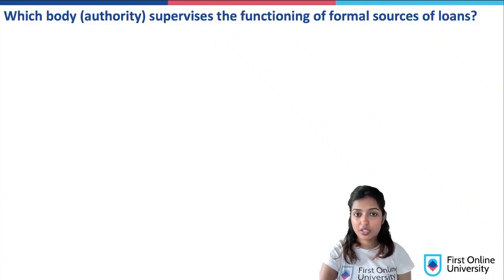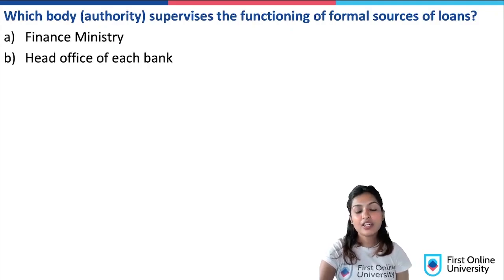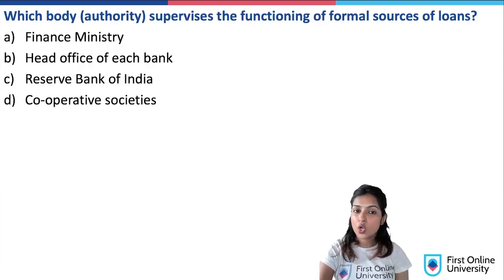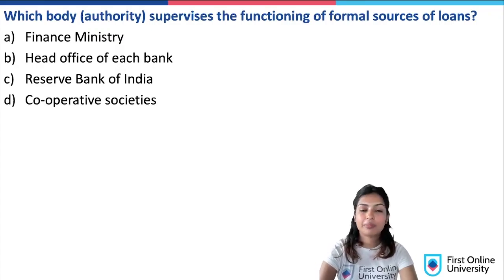Which body or authority supervises the functioning of formal source of loans? A. Finance Ministry. B. Head office of each bank. C. RBI. D. Cooperative societies. This is a purely factual question and you have to remember the answer for this.